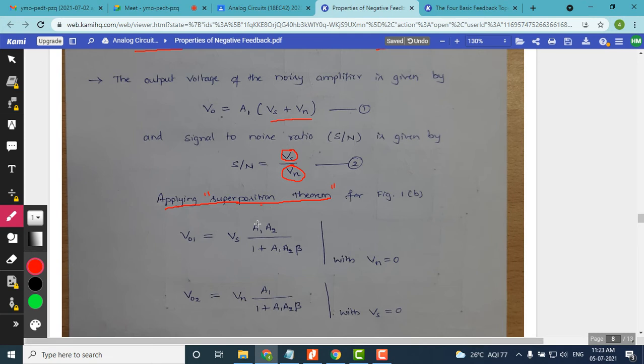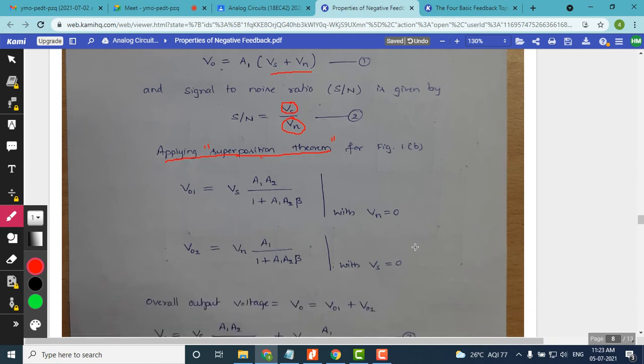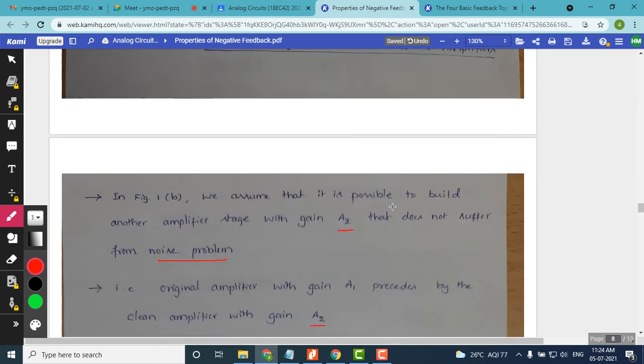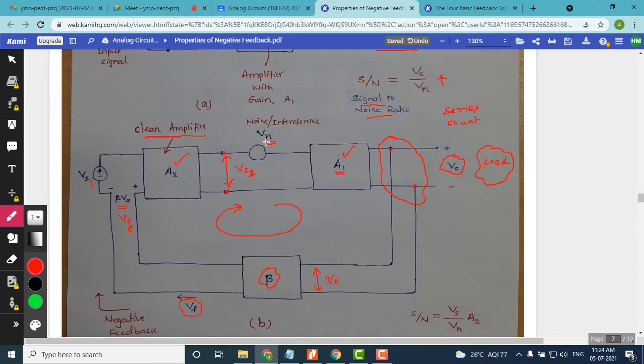So, with Vn acting, Vn is 0. When Vn is made 0, the output voltage is calculated as V01 equals Vs times A1 A2 divided by 1 plus A1 A2 into beta. These are the general feedback definitions we are using here. We know that the gain with feedback is AF equals A divided by 1 plus A into beta. But now look here: once you make Vn 0, go back to the block diagram. Now you can see that the gains get multiplied, A1 into A2, and that is the overall gain.